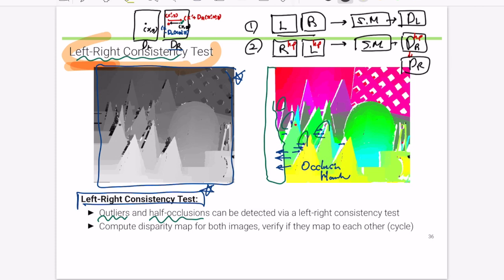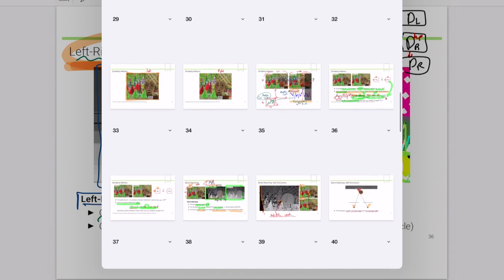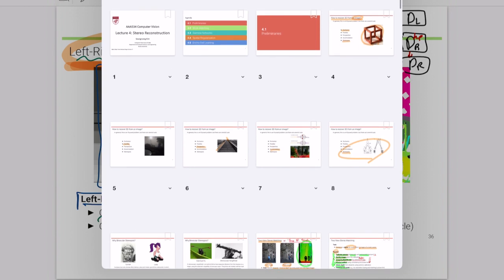Right, so let's get started. So today we will finish lecture 4, which was about the stereo reconstruction problem. Right, so let's briefly review what we've done so far.